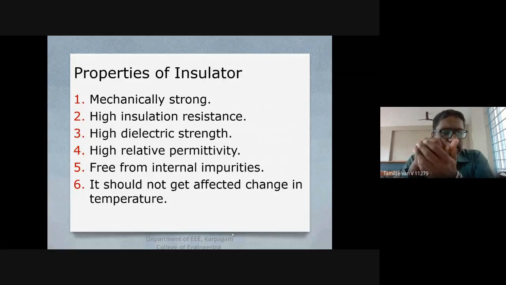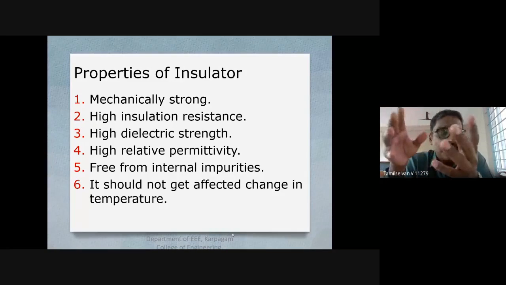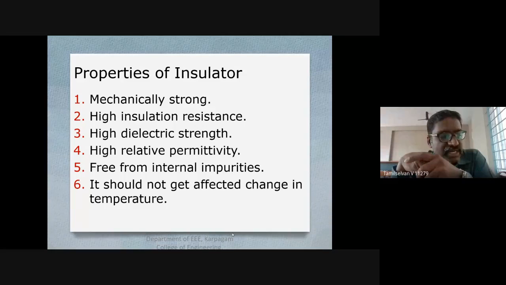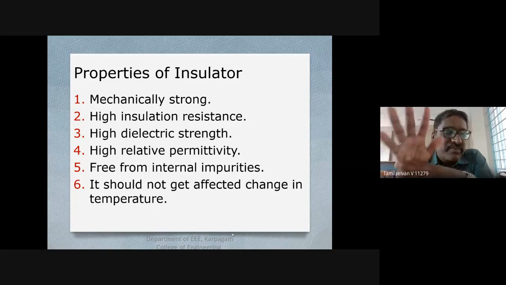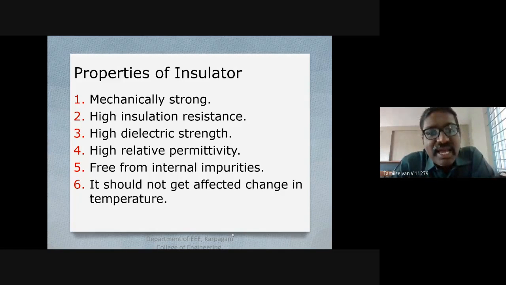The insulator provides the necessary insulation between the line conductor and the support. It prevents the leakage current, any kind of leakage current, from the conductor to the earth.